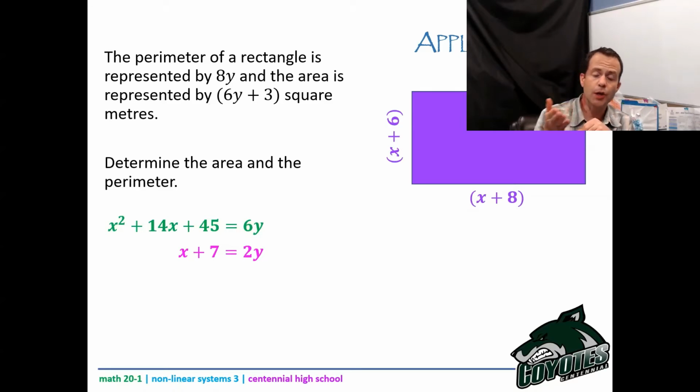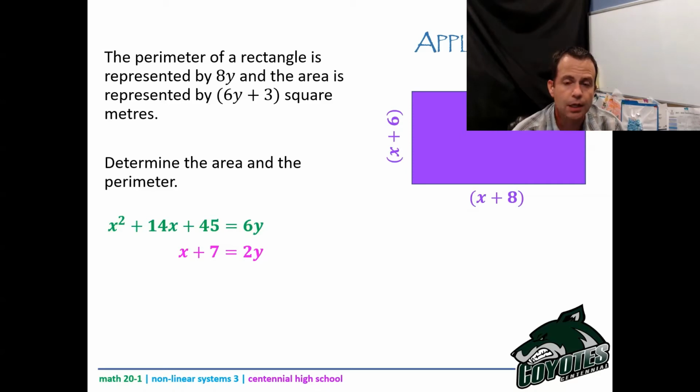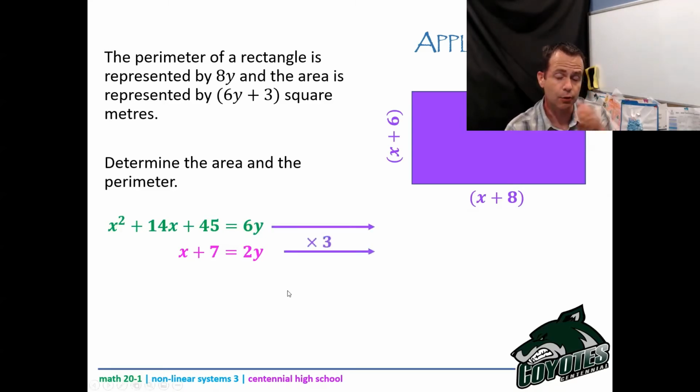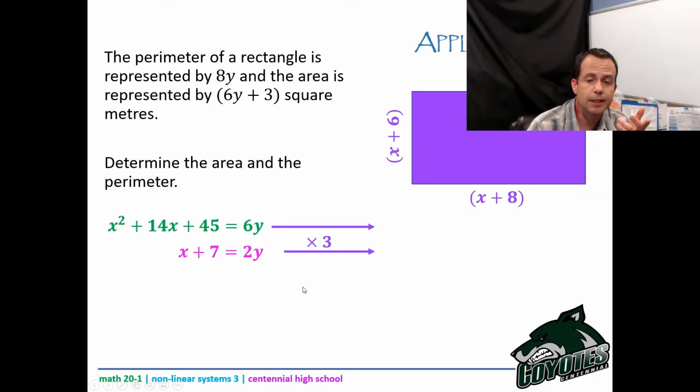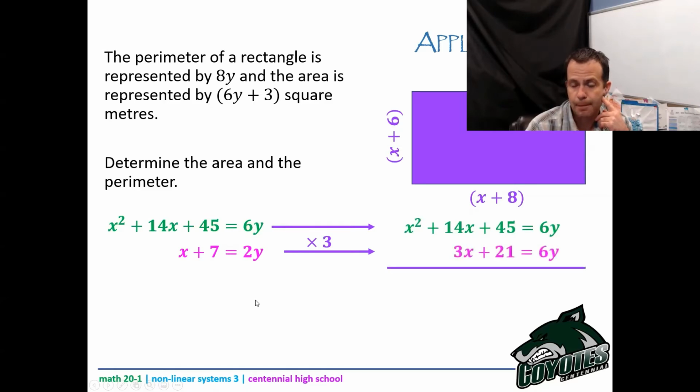I've got 6y on top and 2y on the bottom. So if I take the bottom one and multiply by 3, that will give me 6y. Okay, so I'm going to communicate that I do that. I'm just going to arrow over and say, that bottom equation is going to get multiplied by 3. So that's going to give me the same on the top, but on the bottom, I'm going to have 3x plus 21 equals 6y. Now I know my 6y and my 6y will go away if I subtract them because they're the same sign. So I'm going to subtract everything down the column.